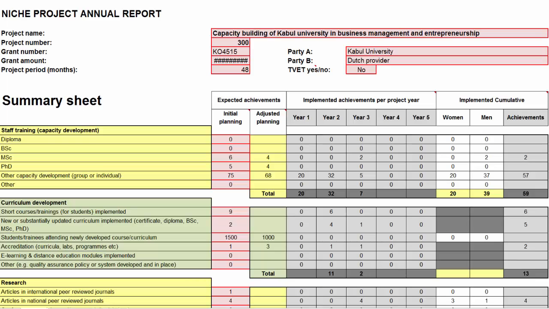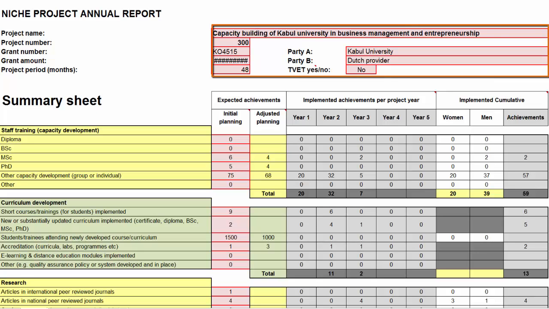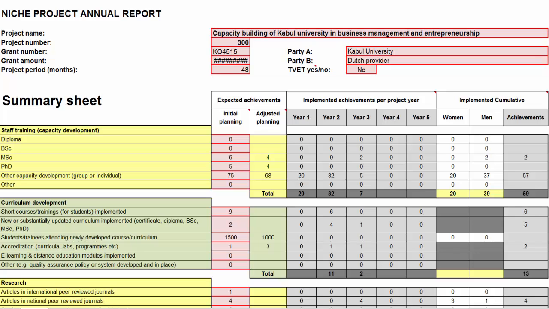Let's zoom into the summary page. At the top of the page, start by filling in your project information, which can be found in your grant letter. This information will be replicated automatically on each sheet. You don't need to fill in the first calendar year of the project and to date and sign the Achievement Annex anymore, as previously required.